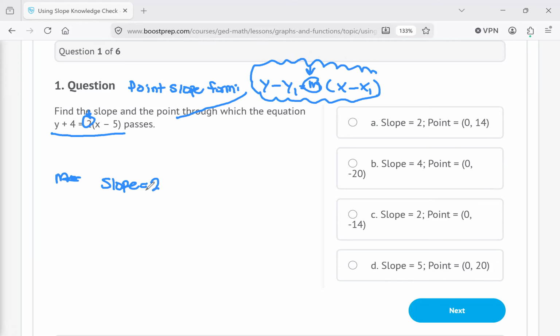Now, what about the random point? The random point is the subscript. So it's y minus y1, and x minus x1. A point is an x, y coordinate, right? So what is my x coordinate? It is this one. Now, be careful. There is a minus. That doesn't mean, wait.